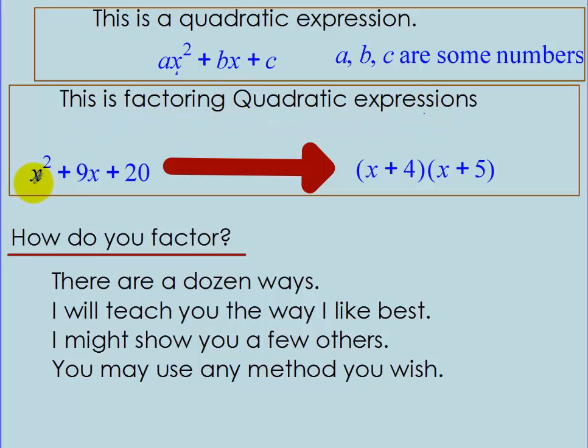So I get something in the form like this, x squared plus 9x plus 20, and I factor it, and it turns into x plus 4 times x plus 5. How do I factor that, though? And honestly, there's about a dozen ways to factor this. And you were taught one way last year.